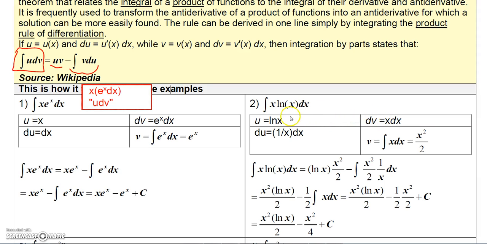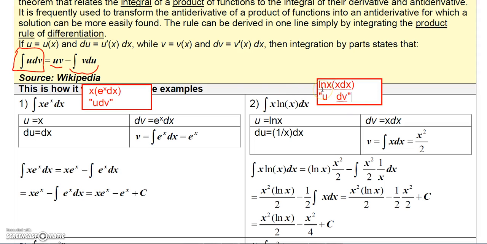The problem with that is, if u was x, then of course du would be dx, just like the other problem. But if I let dv be the natural log of x times dx, then I'd have to integrate the natural log of x dx, and I don't have a quick way to integrate the natural log of x. So I'm going to have to write this a different way, and I'll show you what I'm going to do.